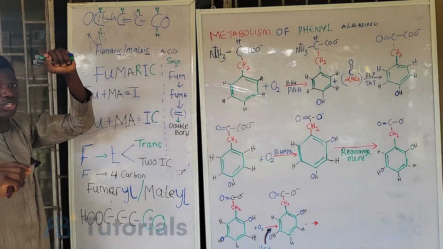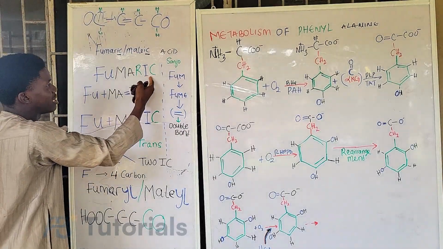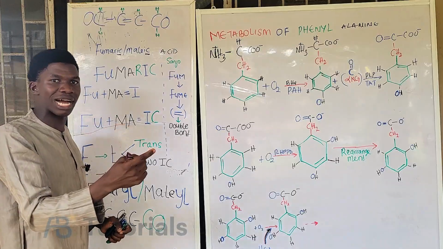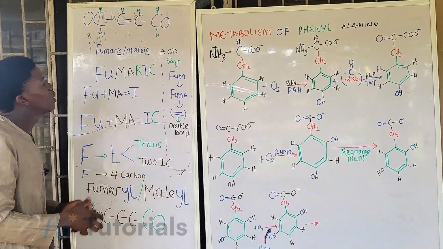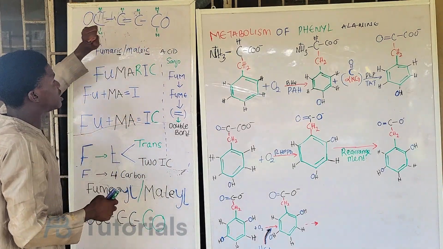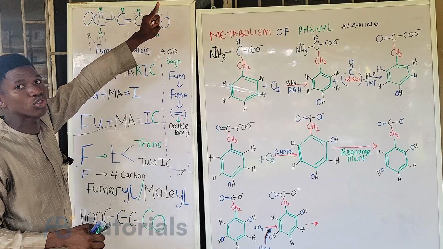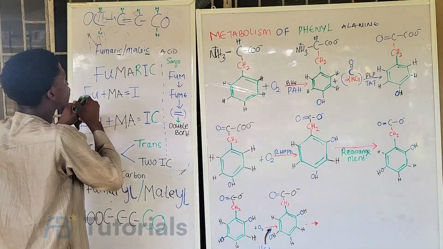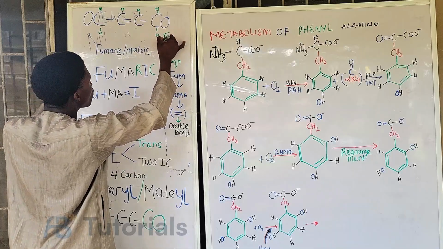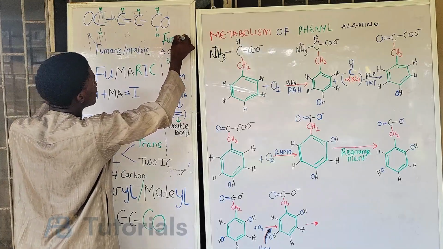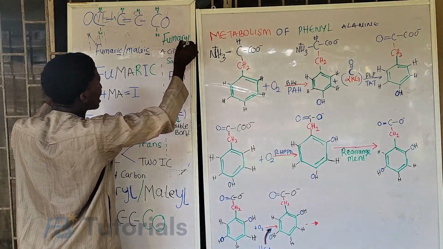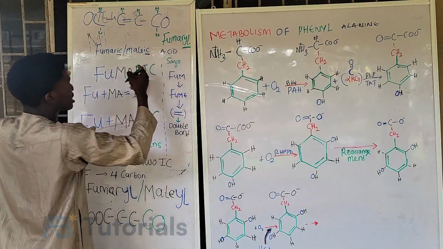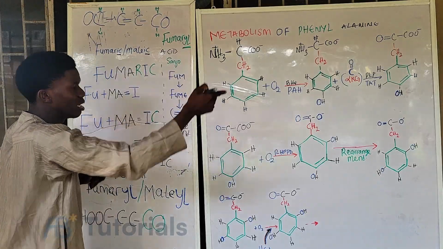But initially, it was having IC because of the carboxylic acid group that was there before. Now, the carboxylic acid group has been removed. It now has a carbonyl compound. It means that the name will change from fumaric to fumaryl. The same thing for malic, malyl.